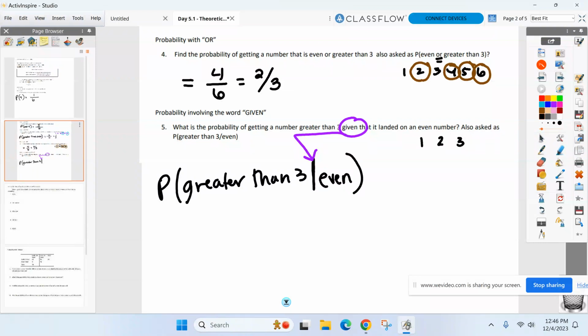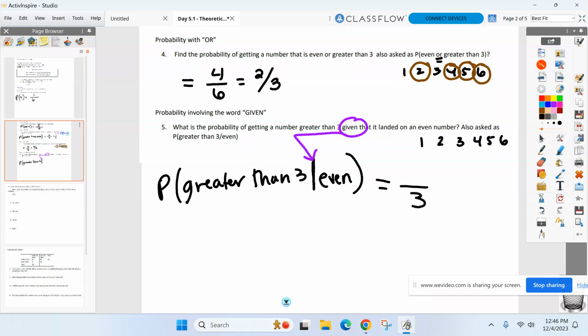Watch what happens now. Watch what changes. Getting a number greater than 3, given, what do we already know? It's landed on an even number. So watch. We do not have 6 choices anymore because we already know it landed on an even number. How many choices do we have now? 3. Great job. We now have 3. So this is going to be something out of 3, not out of 6. So when you're given something happened, expect a new denominator.